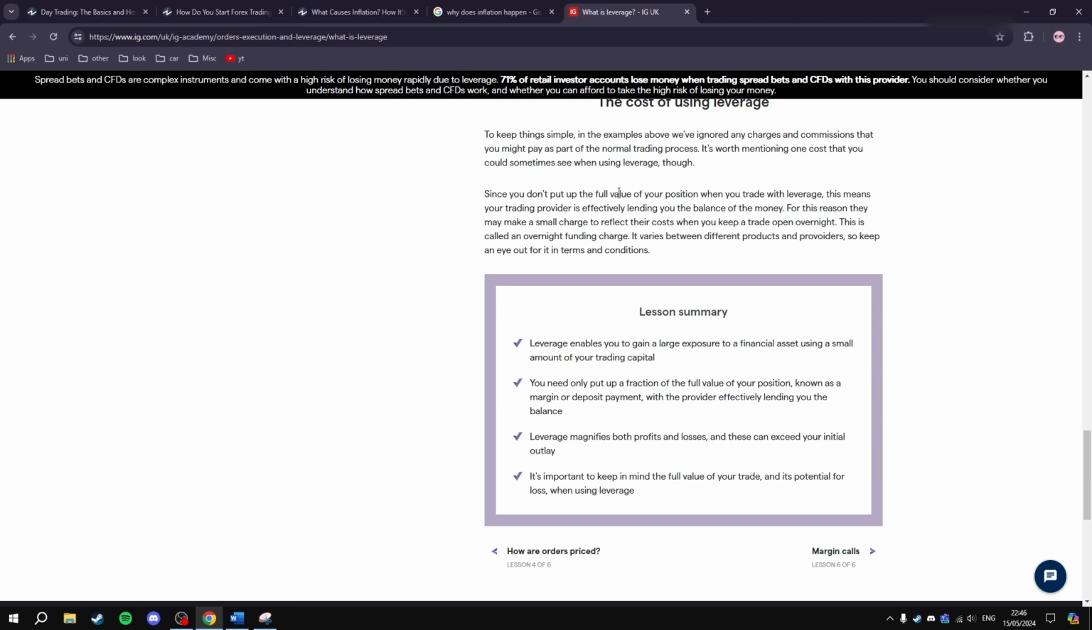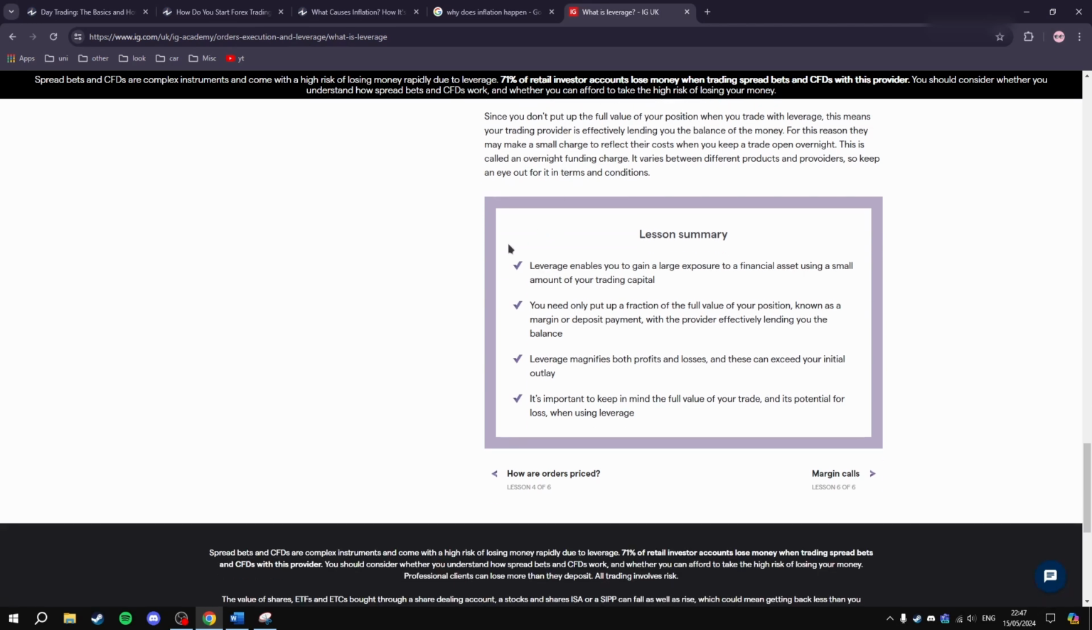Since you don't put up the full value of the position when you trade with leverage, this means your trading provider is effectively lending you the balance of the money. For this reason, they may take a small charge to reflect their costs when you keep a trade open overnight. This is called an overnight funding charge. It varies between different products and providers. So keep an eye out for it in terms and conditions.